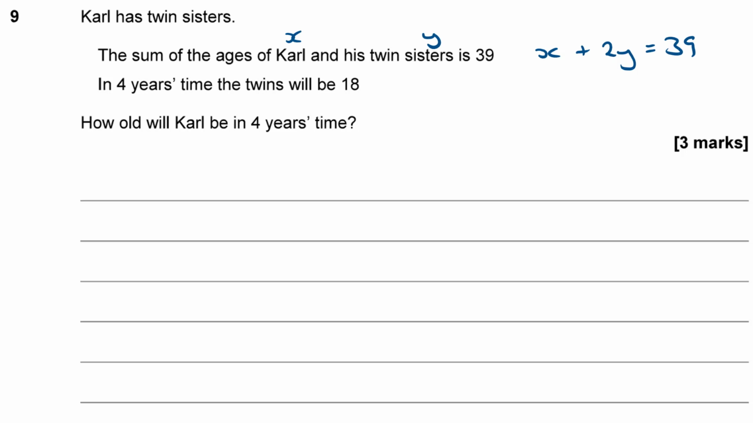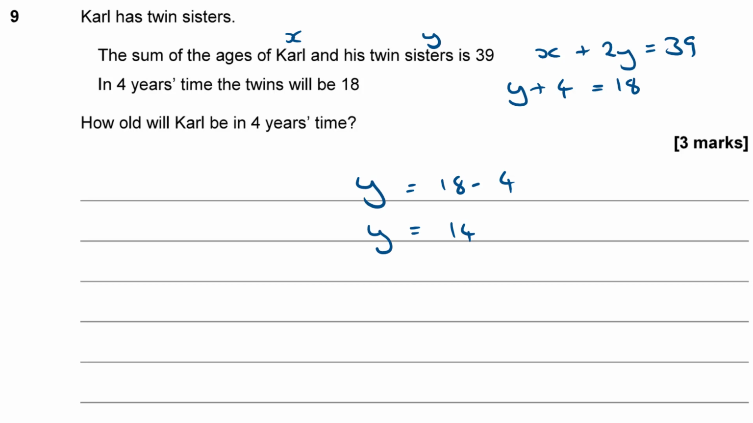And then we're told that in 4 years' time, the twins will be 18. So in 4 years' time, Y plus 4 is equal to 18. So I get a second equation there for Y. So if I know that Y plus 4 is equal to 18, then Y is going to be 18 subtract 4, which is 14. So I know his twin sisters now are 14.